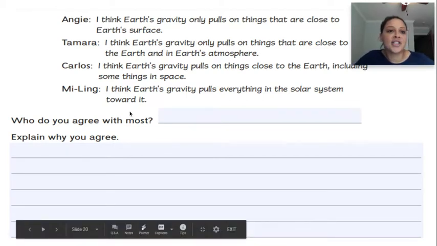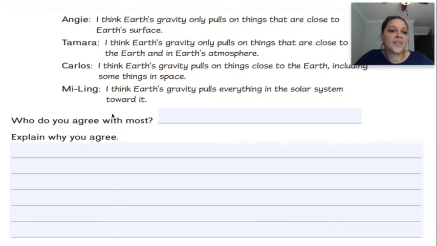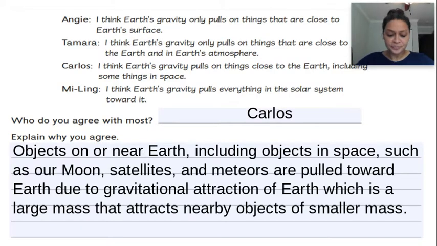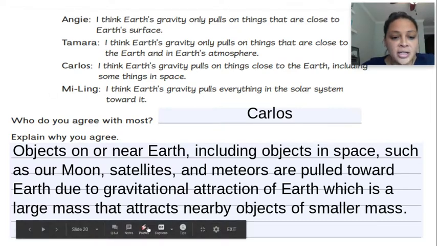Who was right? Angie, Tamara, Carlos, or Mei-Ling? Carlos, okay? So Carlos, he said, I think Earth's gravity pulls on things close to the Earth, including some things in space. So not just some things close to Earth, but things in space also is what Carlos said. And so here's an explanation or justification that you could come up with as to why you agree with Carlos. So let's read here and see his explanation.